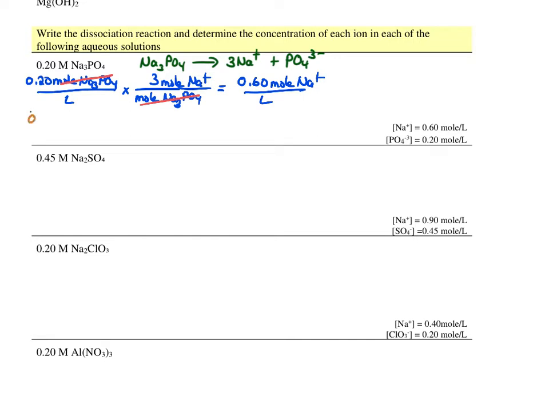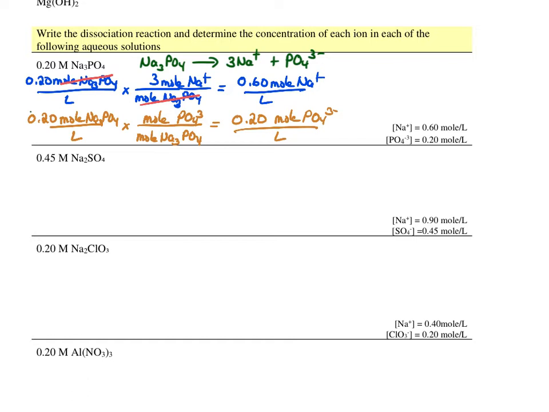Now we start at our moles of our solute per liter. However, every unit of sodium phosphate is only going to give us 1 mole of phosphate ions. We can see that from our stoichiometry. So now we see that our concentration of phosphate is 0.2 moles of phosphate ion per liter of solution.